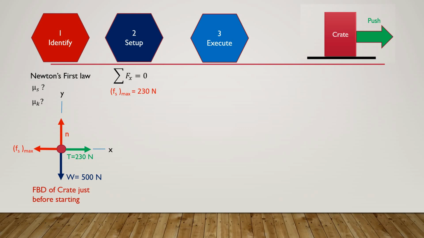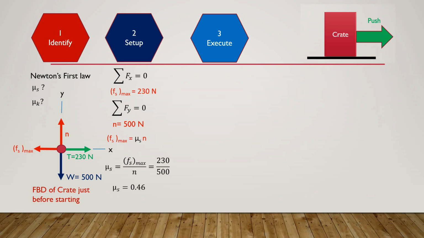Again applying Newton's first law, sigma Fy is equal to 0. The upward force is N and the downward force is 500 Newton, that is weight. So from this equation we can find the value of normal reaction as 500 Newton. We know the formula Fs maximum is equal to mu s N, and we have to calculate mu s, the coefficient of static friction. After putting the values of Fs maximum and N, we will get mu s as 0.46. There will be no unit of this coefficient of static friction.